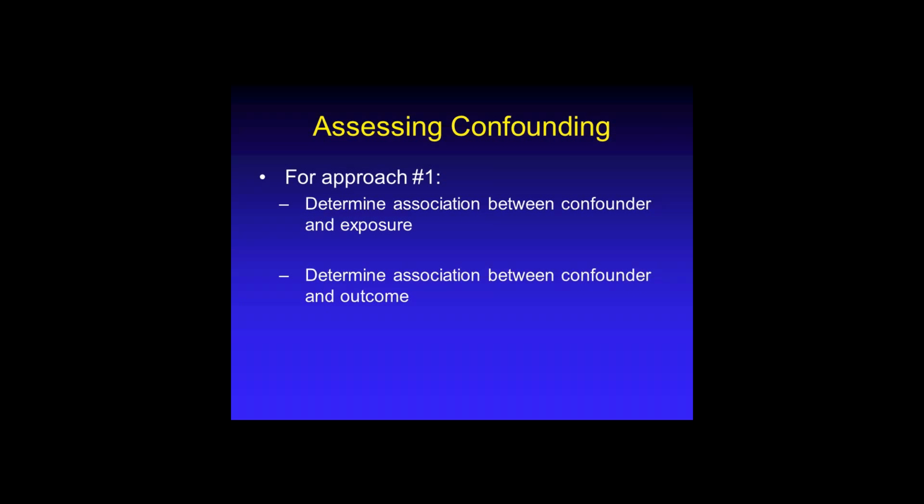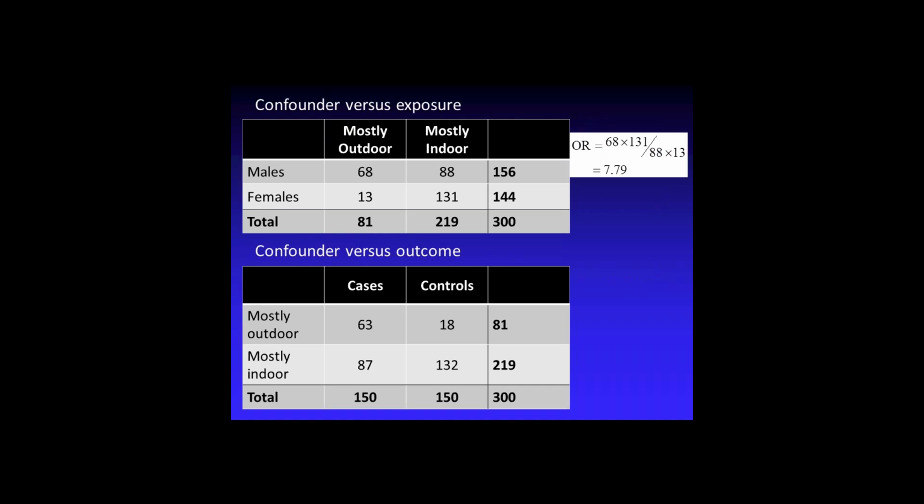We're trying to meet that definition of a confounder. And so what do we see? If we look at the association between the confounder and the exposure, we see that males are 7.8 times more likely than females to work in an outdoor occupation. If we look at the association between the confounder and the outcome, we see that working in a mostly outdoor occupation is 5.3 times more likely to have malaria, which would be a case in this case. So we have a positive association with the exposure and a positive association with the outcome. Is this a positive or negative confounder? Positive, because a positive and positive makes a positive.